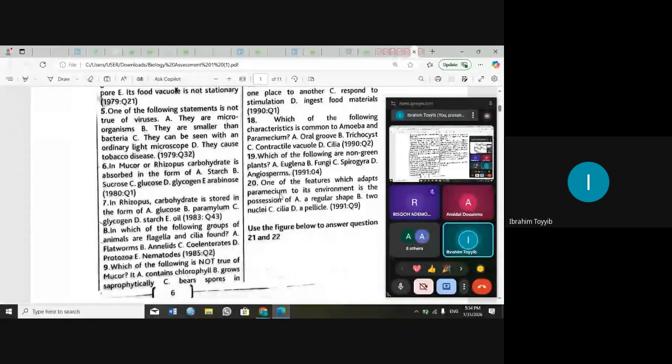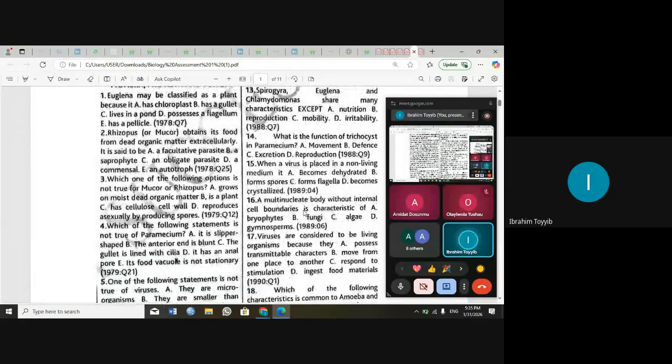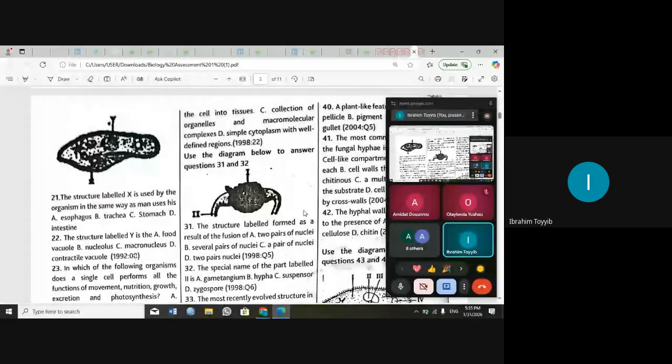One of the features which adapts paramecium to its environment is the possession of what? Cilia. Cilia enables it to swim in the water. It enables it to swim away from danger. So let's go to the next, number 21. This structure is not very clear. The structure labeled is a paramecium.